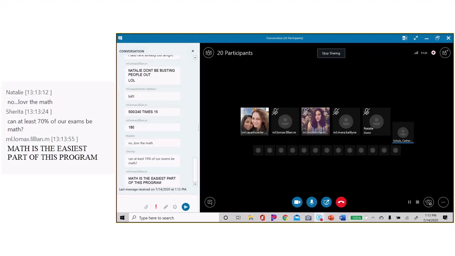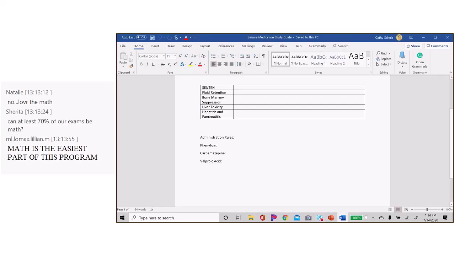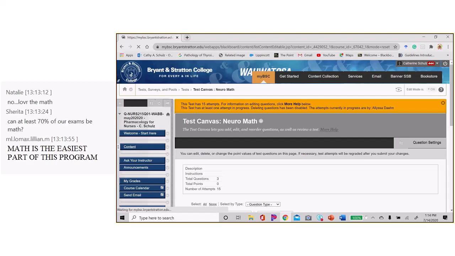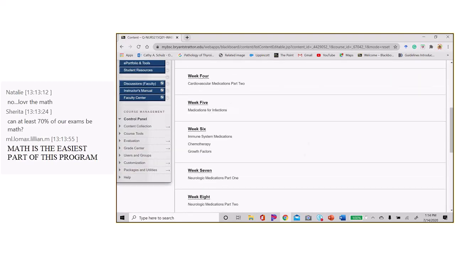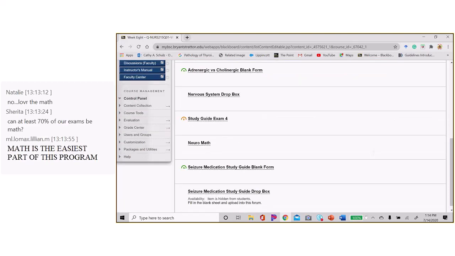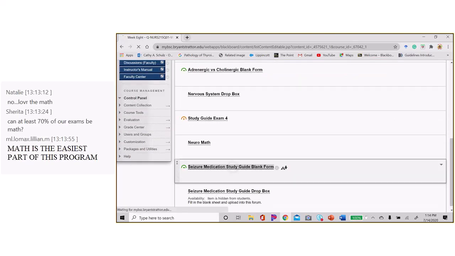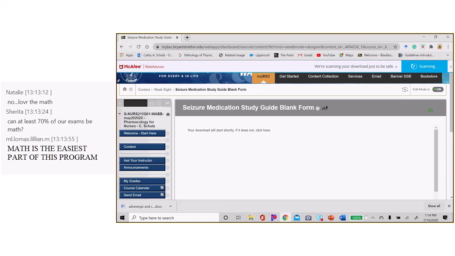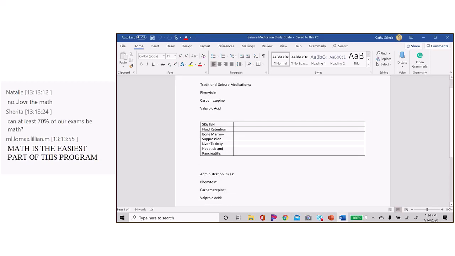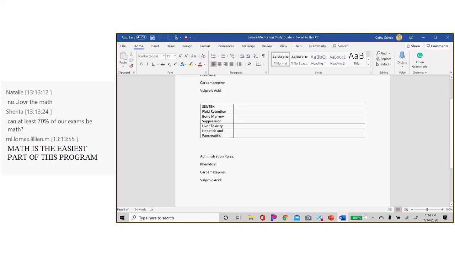I know some people get a math block. And then I believe that I loaded the wrong thing just because this day is falling apart. This should say seizure medication blank form, but it is the same thing we did before, which is not correct. It should be this, which is what I will load for you guys with the answers so you can see.